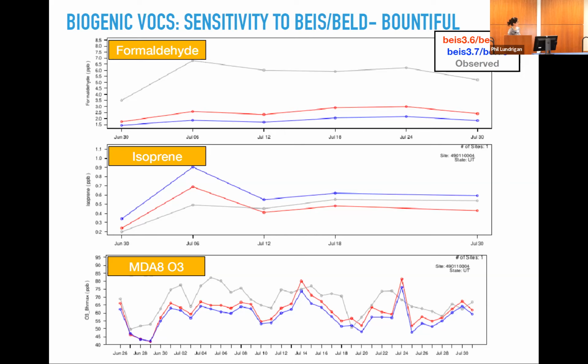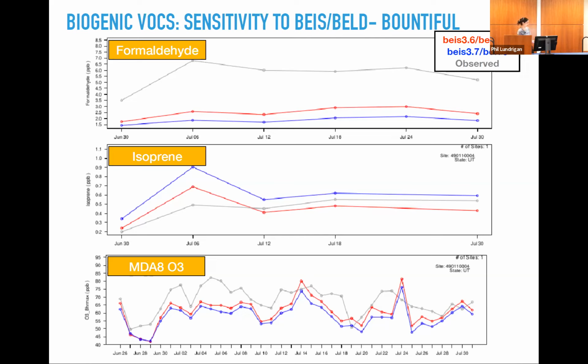And in these results here, we're comparing model outputs from those two simulations in red and blue versus observed formaldehyde and isoprene, and then looking at their impact on ozone. This is at just the Bountiful site where we have measurements. What we're seeing is that with the oldest version of BEIS and BELD, we actually see better agreement between measurements and model outputs. And for isoprene, you can clearly see how we're really overestimating isoprene with the latest version.